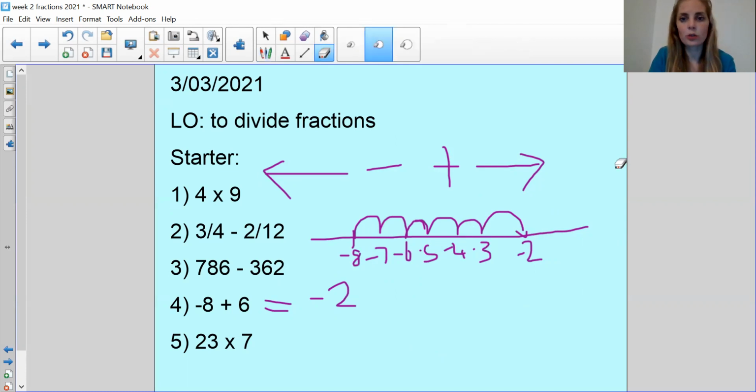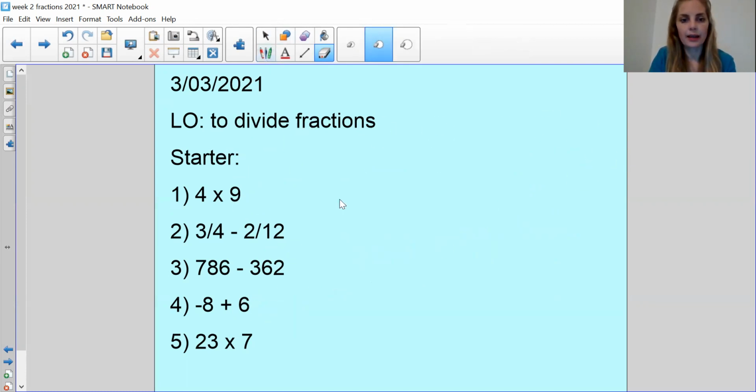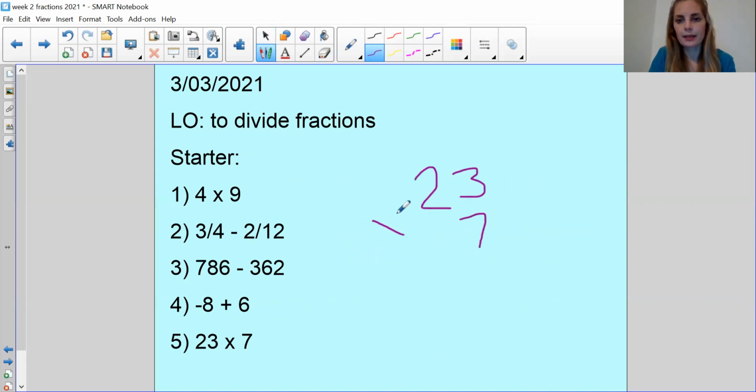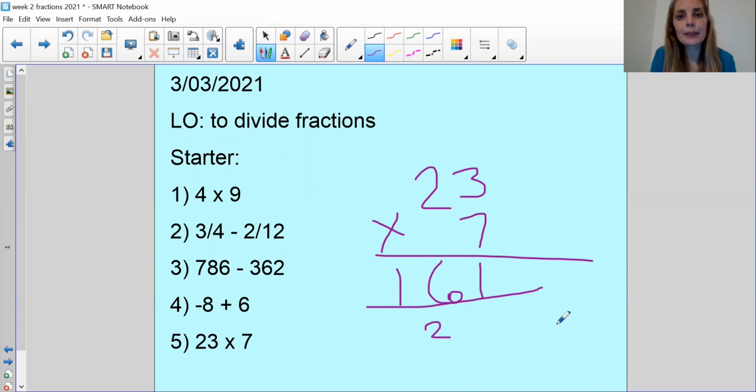And the last one is a short multiplication. So let's have a look at that. We're going to say 23 multiplied by 7. 7 times 3 is 21. Carry the 2. 7 times 2 is 14. 14 plus 2 is 16. So 161 is my answer, and hopefully you have done really well with your starters.